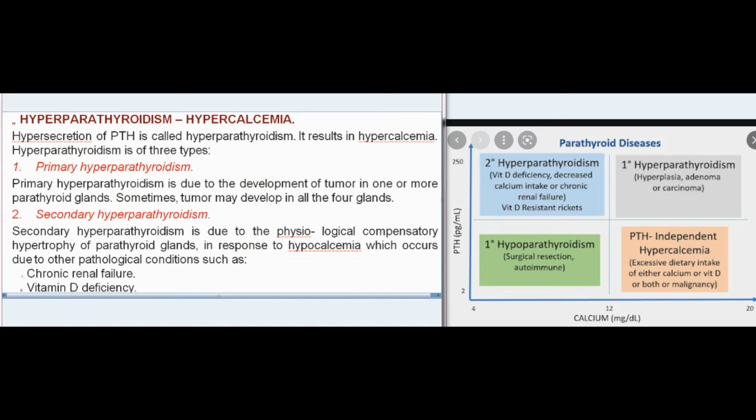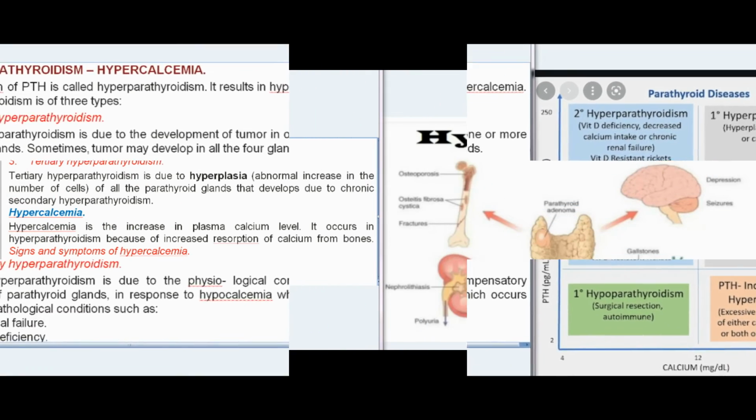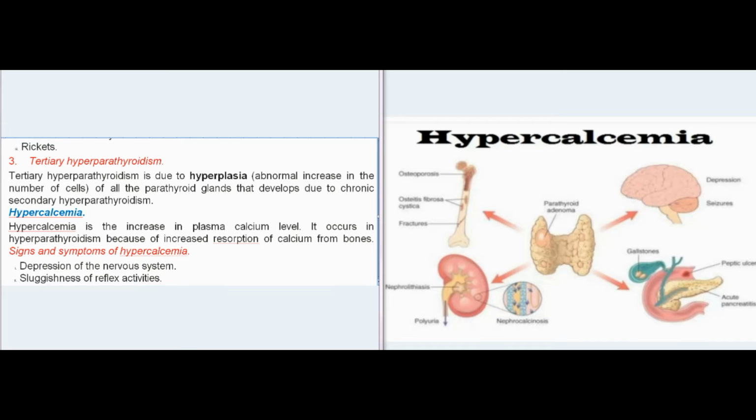Secondary hyperparathyroidism is due to the physiological compensatory hypertrophy of parathyroid glands in response to hypocalcemia, which occurs due to other pathological conditions such as chronic renal failure, vitamin D deficiency, rickets. Tertiary hyperparathyroidism is due to hyperplasia, abnormal increase in the number of cells of all the parathyroid glands, that develops due to chronic secondary hyperparathyroidism. Hypercalcemia is the increase in plasma calcium level.